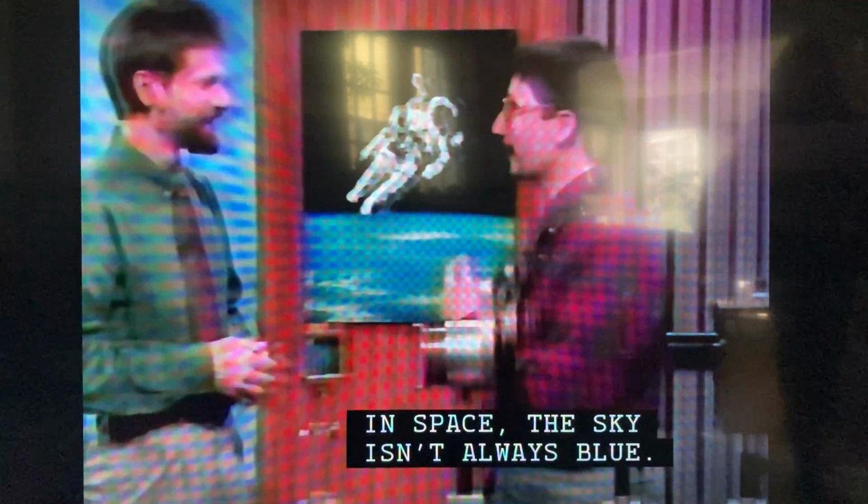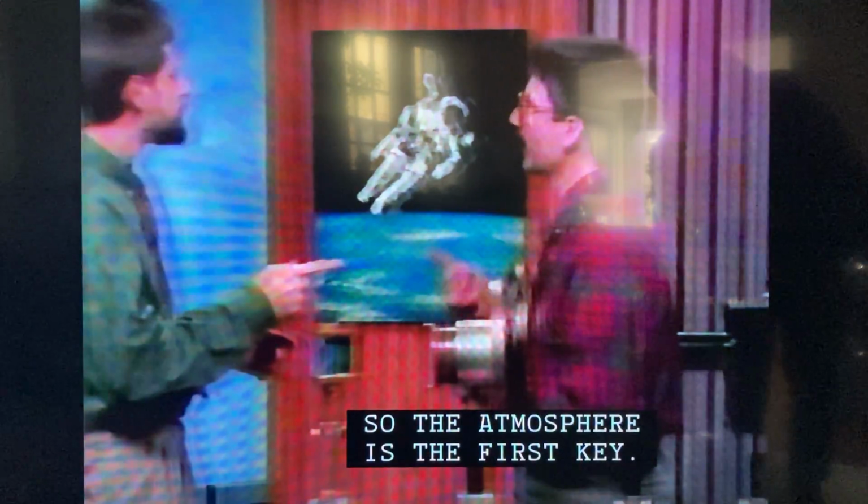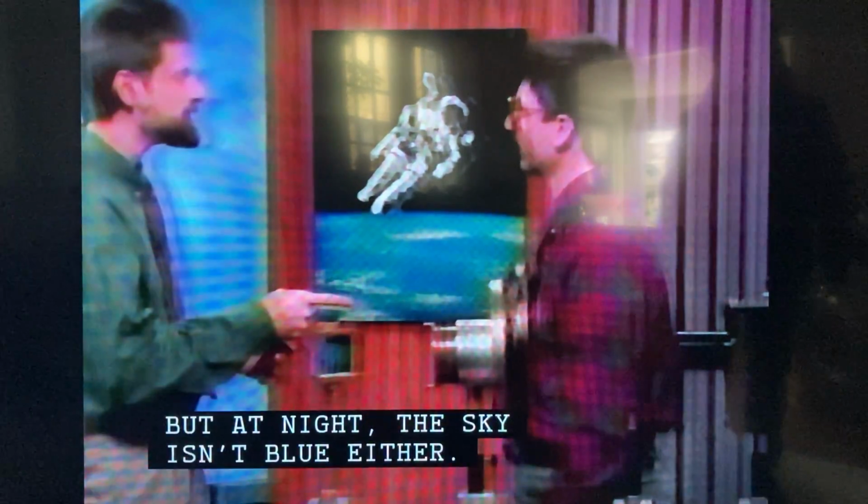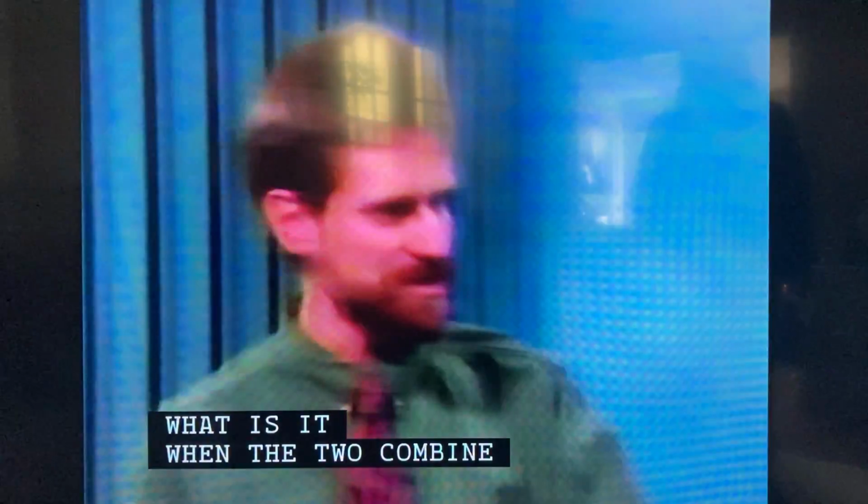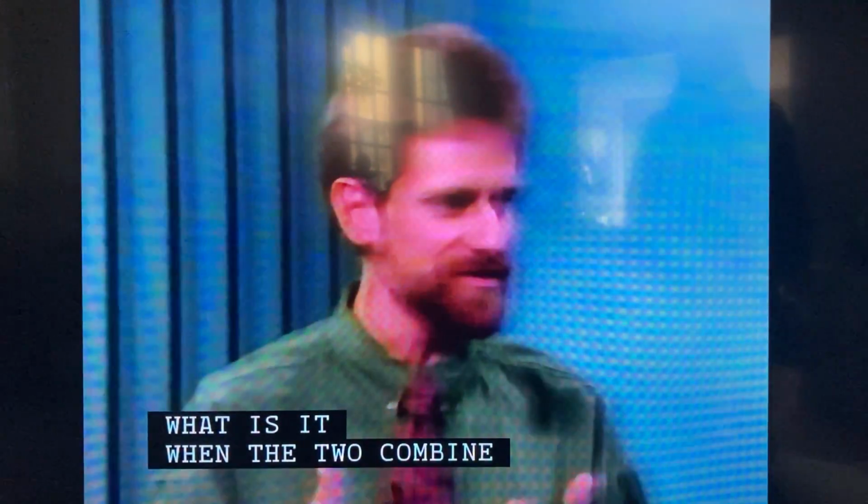Well, if we look out in space, we see the sky isn't always blue. That's true. It's black. Right. So the atmosphere is the first key. But it also reminds me that at night the sky isn't blue either. Right. That's the second key. So we need both the sun and the atmosphere of the Earth in order to give us the blue sky. All right. We've got light. We've got an atmosphere. What is it when the two combine that gives us a blue sky?